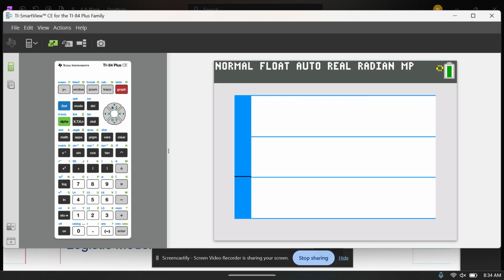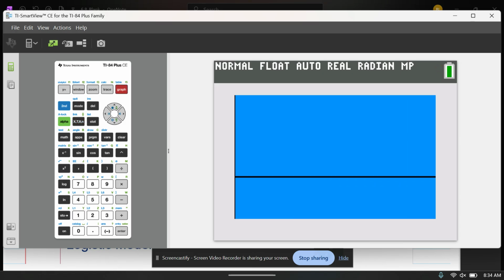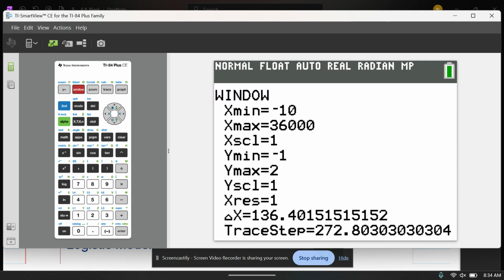Let me graph. I'm going to have to adjust my window because I know I'm not going out to 36,000 minutes. I would say I only have patience to go out to an hour, probably. I'm probably not going to sit there and wait on something to cool off for more than an hour. But 60 minutes is probably a decent number.